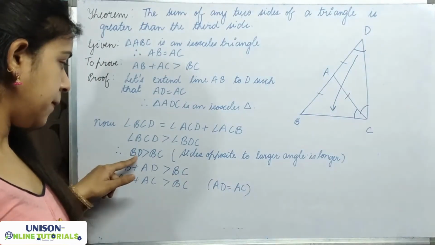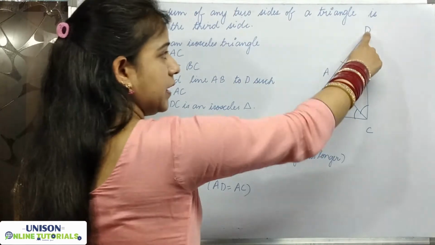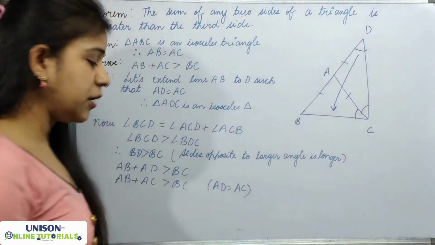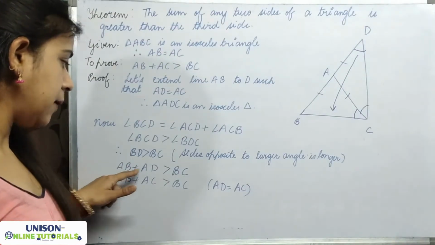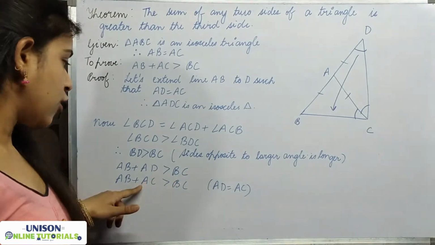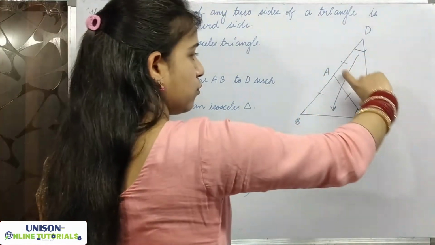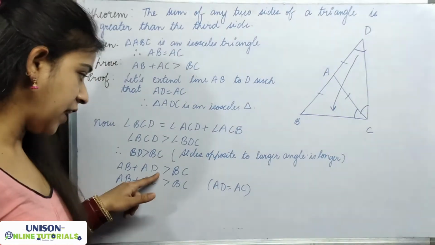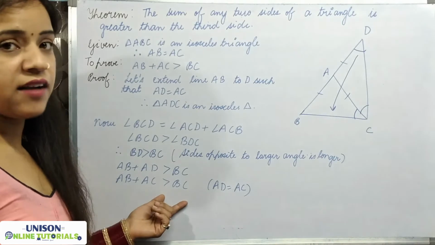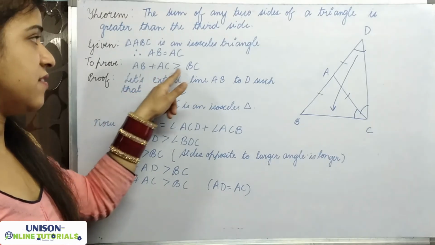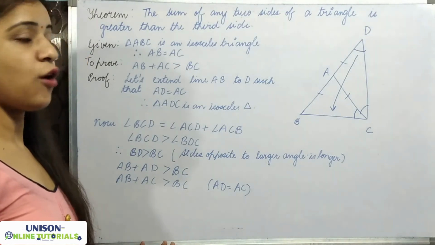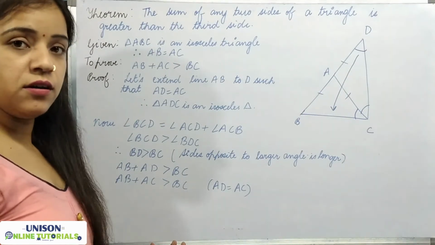Now BD, this complete BD, is a combination of AB and AD. So in place of BD, we can write AB plus AD. So AB plus AD is also greater than BC. Now we know that this side AD equals AC. So in place of AD, we can write AC. So AB plus AC is greater than BC, and this we have to prove. So we can say that the sum of any two sides of a triangle is greater than the third side.